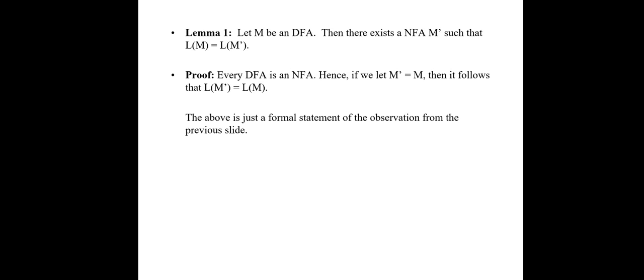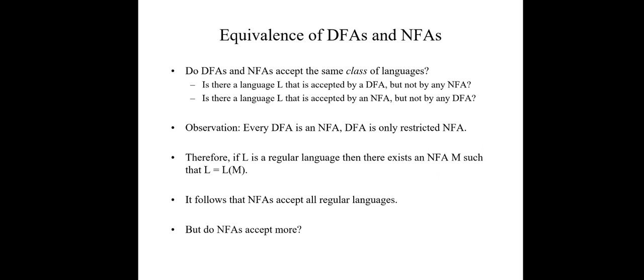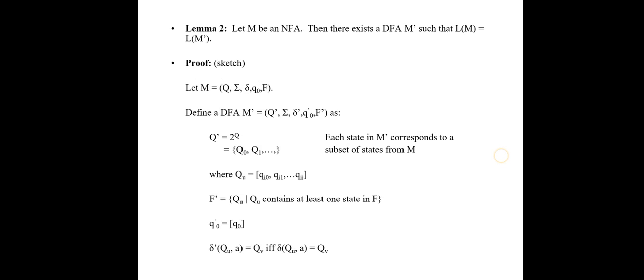Let us see lemma 1. Let M be a deterministic finite automata, then there exists a non-deterministic finite automata M dash such that L of M is equal to L of M dash. Every DFA is an NFA, hence if we let M dash be equal to M, then it follows that L of M dash is equal to L of M. The above is just a formal statement of the observation from the previous slide. Okay, that is about the equivalence of DFAs and NFAs.